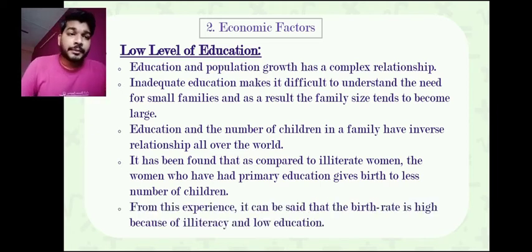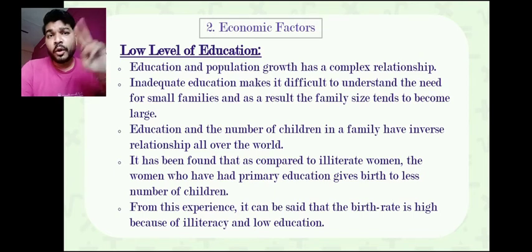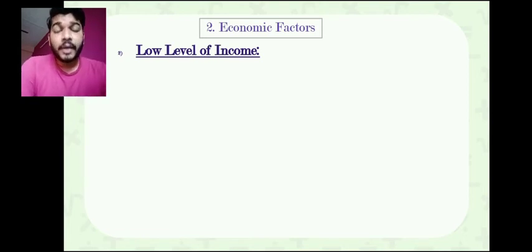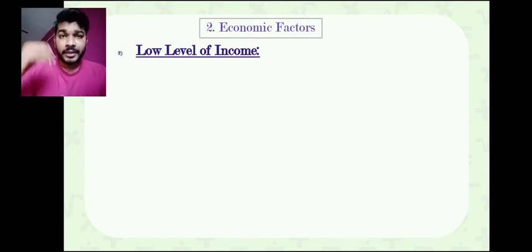Again, it has been said that the birth rate is high because of illiteracy and low education. So two common factors, illiteracy and low education, become a major factor in creating more population in India. Then the second point talks about low level of income. Why low level of income here? Here comes the category of people who are not getting their basic necessities, the poverty people, the people who are below the poverty line, that is BPL.